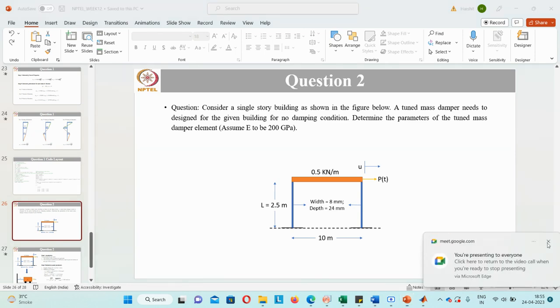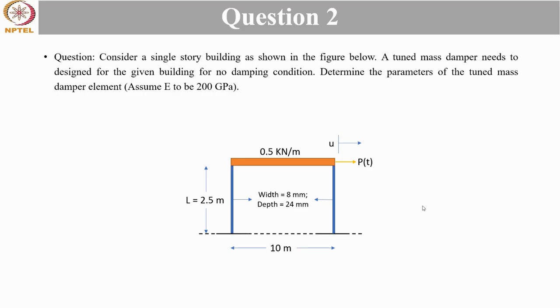Okay, so let's see the solution now. So what is given in the question? We have been given a single story building and we need to define a tuned mass damper system such that there is no damping in the system. Okay, and we know the width of the columns, the length of the column, the weight of the first floor deck.